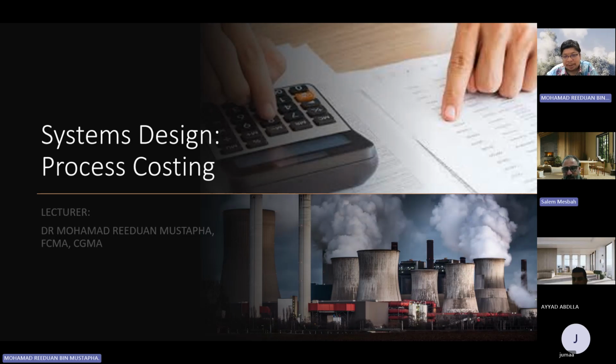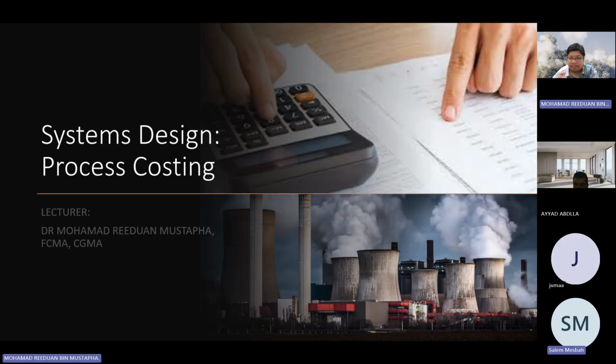Yes. This is the nature of your business. It doesn't stop unless there is a turnaround or something like this. Yeah, a major overhaul. For major maintenance you need to stop. So this is process costing, how it works as a process. This is more about your business nature.